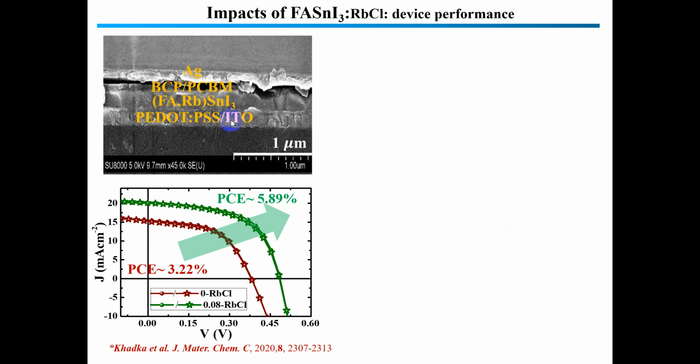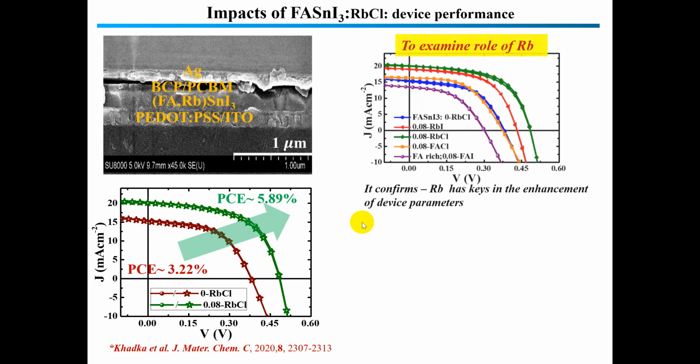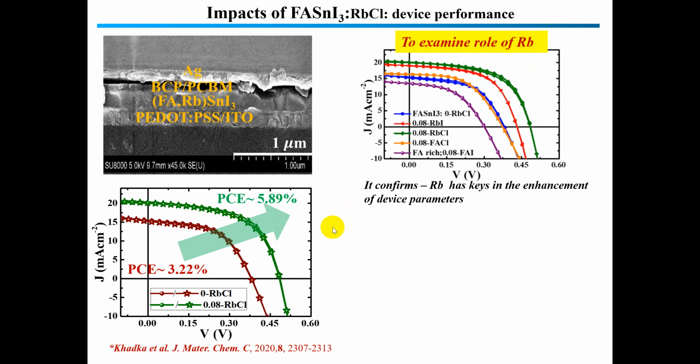This is the device structure, and this one is device performance. We improve the device efficiency from 3.22 to more than 5.89, which is close to 6. That means we improved the device efficiency with the structural regulation. And we want to confirm the role of rubidium.